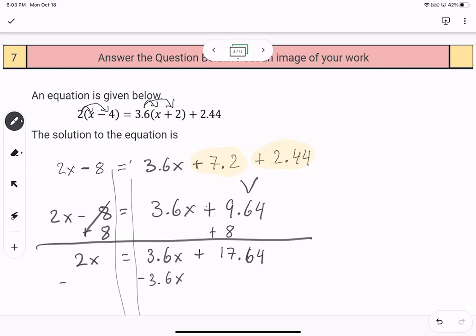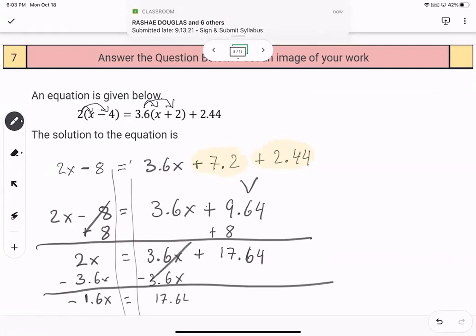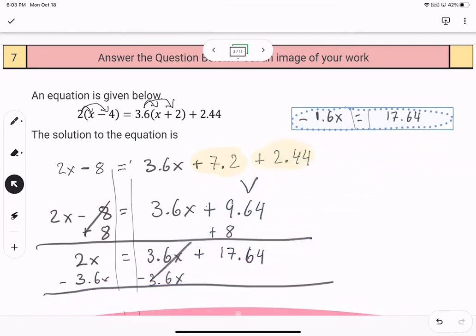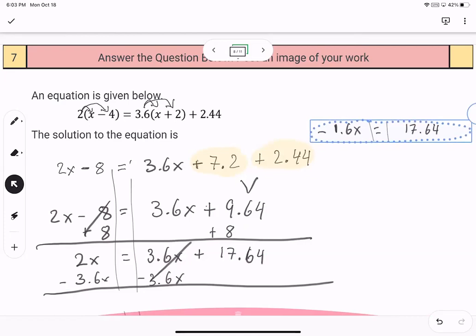I want all my variable terms together. 3.6x, and that's going to give us negative 1.6x is equal to, this cancels out, we have 17.64. Because of space, I'm going to move this to the top. And we're going to continue from over here.